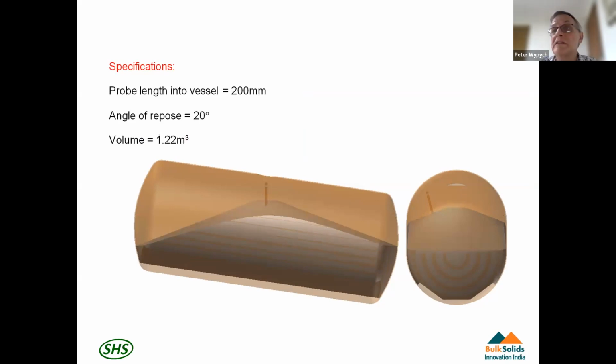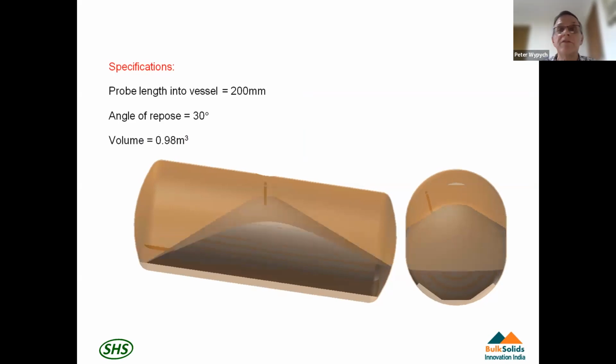Then with 20 degrees, you got 1.2, and with 30 degrees, you got less than 1. So you can see how just the angle of repose can make a big difference to how much product you get into your blow tank. And these are nice blow tanks. They've got air slides on the bottom. They discharge out as an air slide, but because it's horizontal, the angle of repose can make a big difference to how much product you put in there.